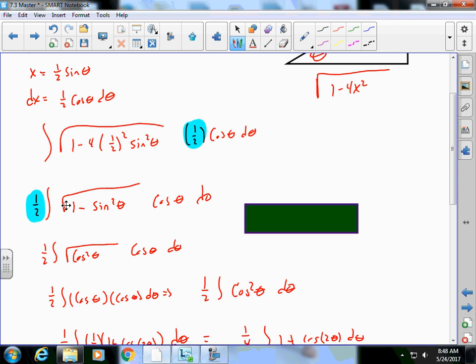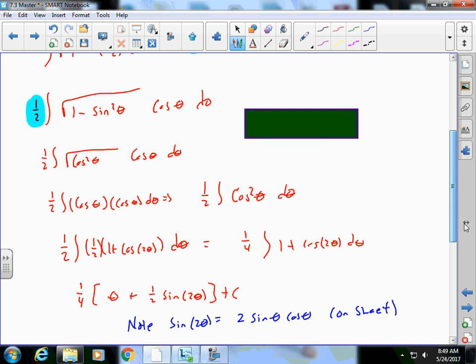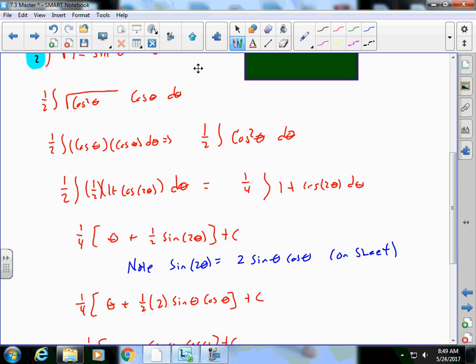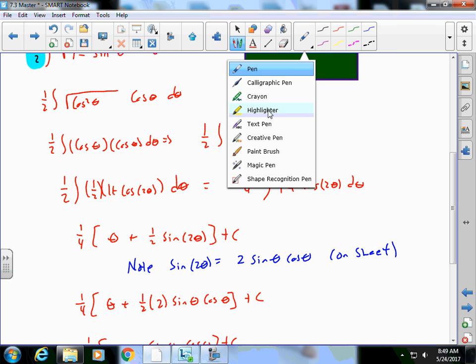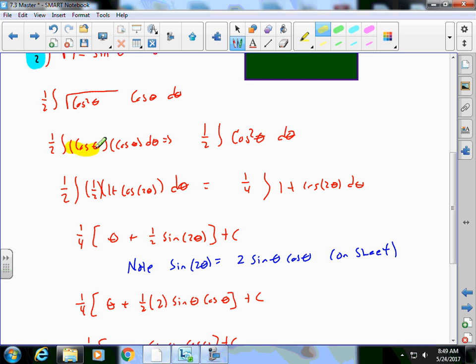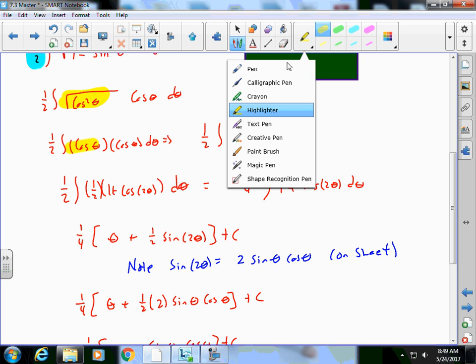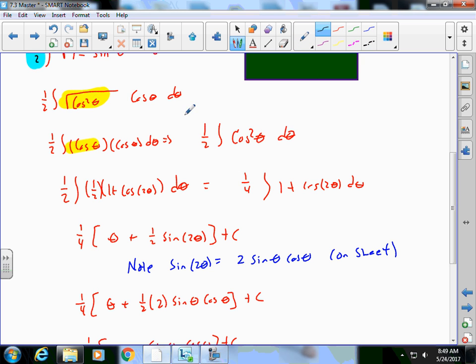From there, instead of writing it as 1 minus sine squared theta, I use the Pythagorean identity, and it becomes cosine squared theta. So I have 1/2 times the integration of the square root of cosine squared theta, cosine theta. The square root of cosine squared theta is just cosine theta. That's what I have here. So this is this piece here. And then I combine them to get 1/2 times the integration of cosine squared theta.